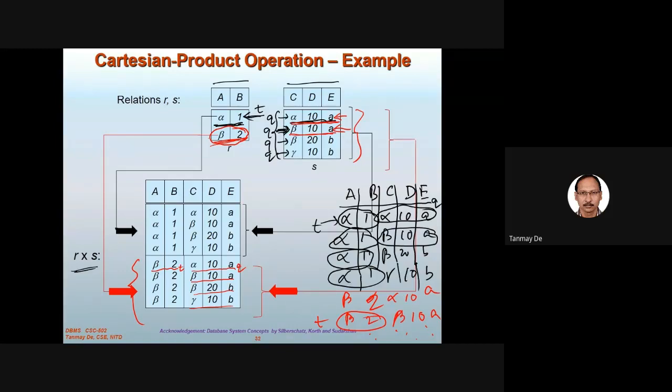I already told you the relational algebra operations operate on one or more relations, and the result is also a relation. Okay. Is there any question?